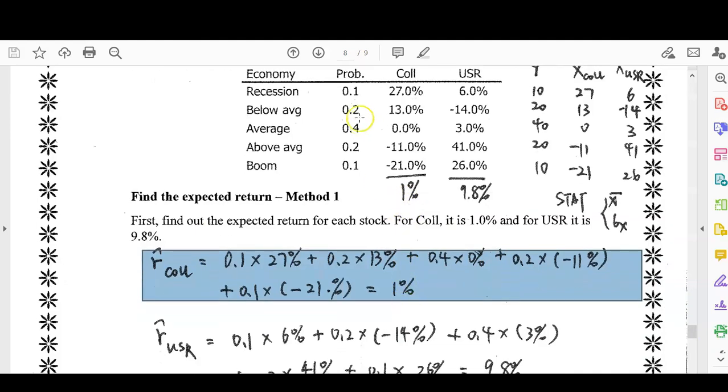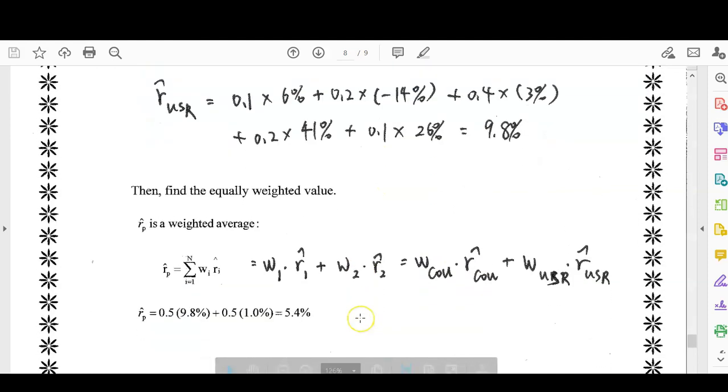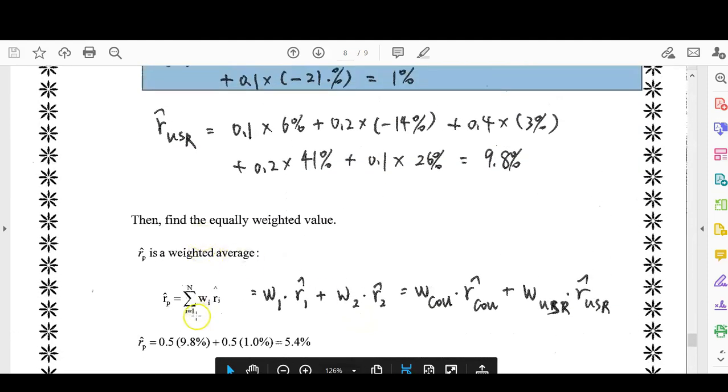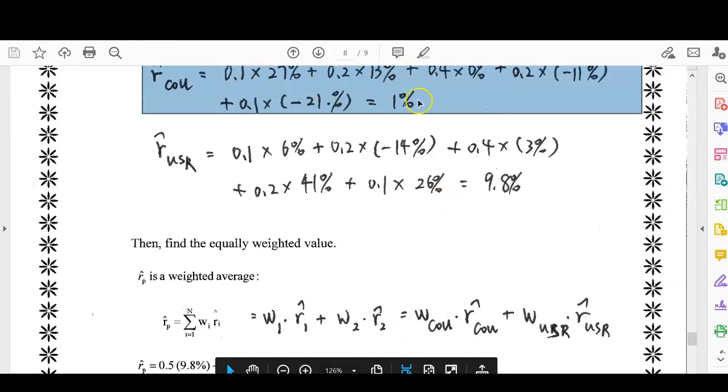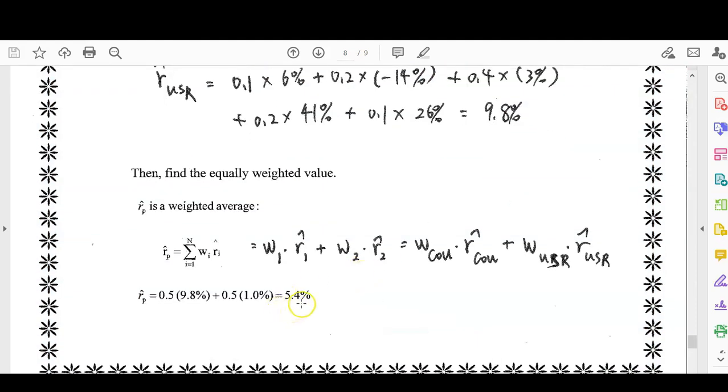For US rubber, we can use these 5 probabilities multiplied by these 5 returns. Again, we can have this 9.8% as expected return for US rubber. Okay, so we can have expected returns for the 2 stocks first. And then we can have the portfolio's expected return as the 2 weights for the 2 assets multiplied by the 2 expected returns for the 2 assets. Okay, weighted average of the expected returns of the stocks in the portfolio. So we use 50% multiplied by this 1% plus 50% multiplied by this 9.8%. So we can have 5.4%.